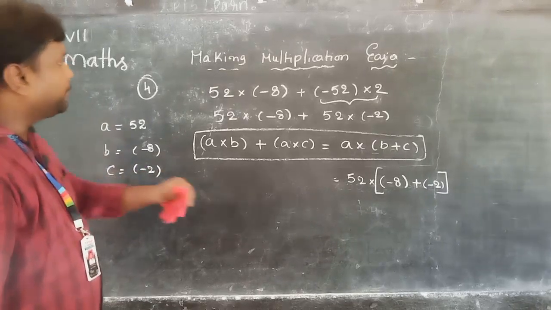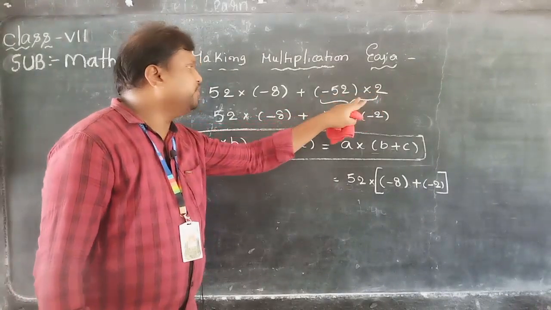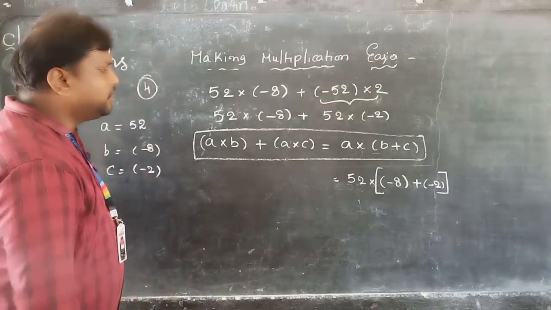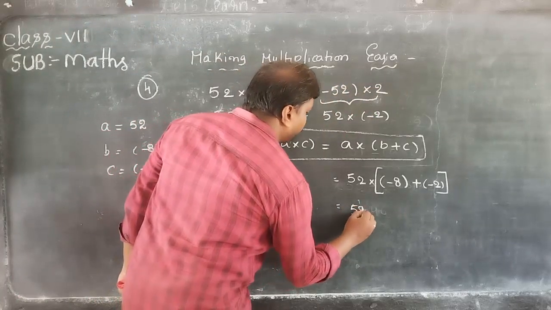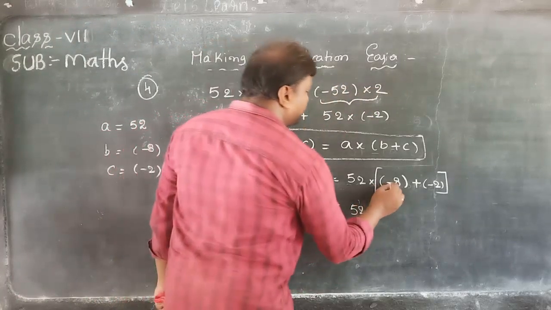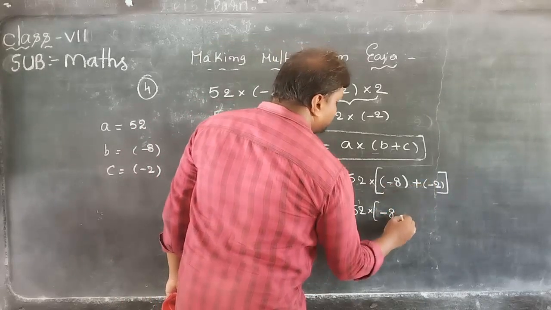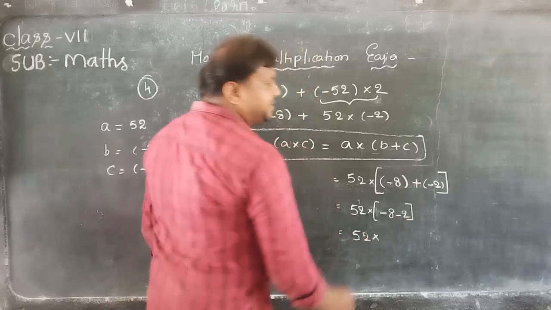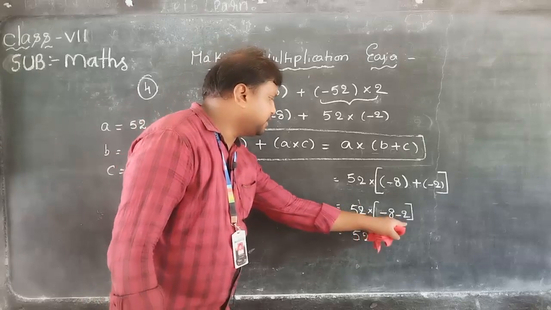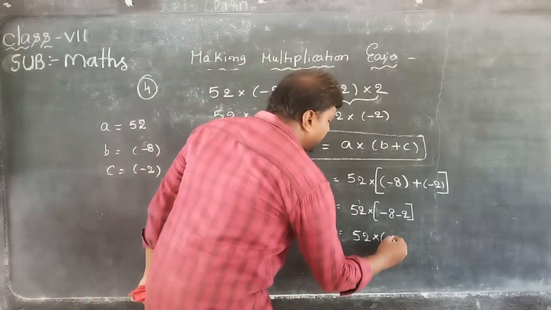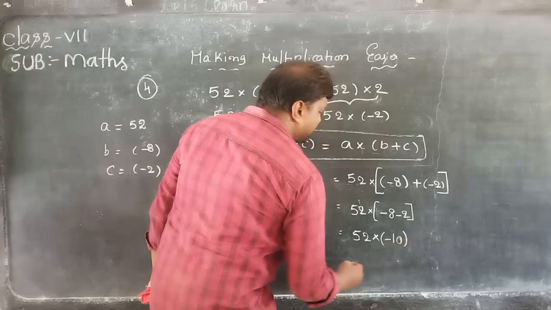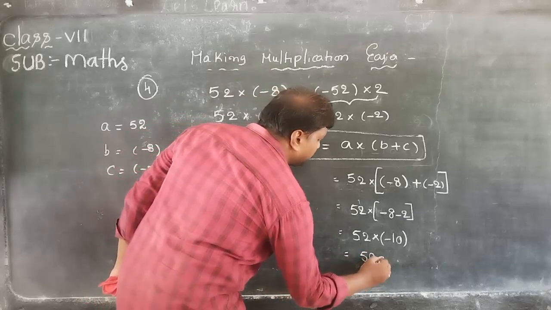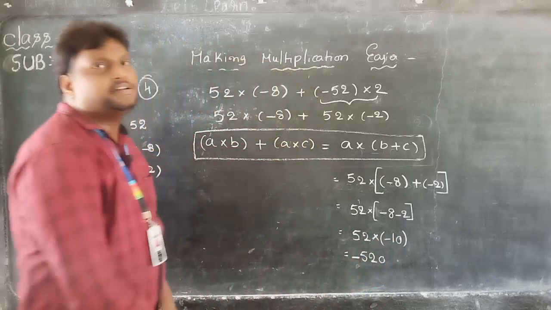Actually, in the problem they gave plus 2. For our convenience, we will change the symbols of 52 and 2. Now 52 into minus 8 plus minus 2. Both numbers are negative. That's why we have to use the addition operation, and the symbol is also the same, the negative symbol. Now multiply 52 into 10, 520, plus into minus is minus. Finally the answer is minus 520.